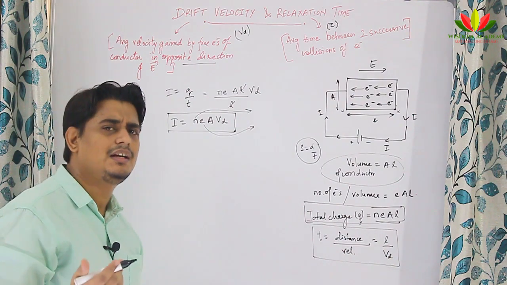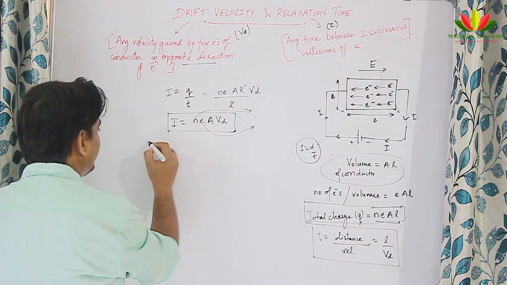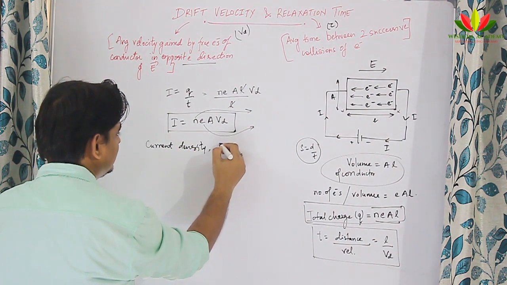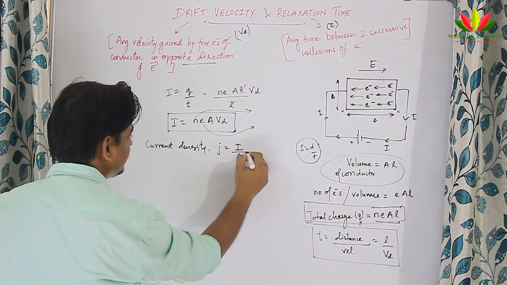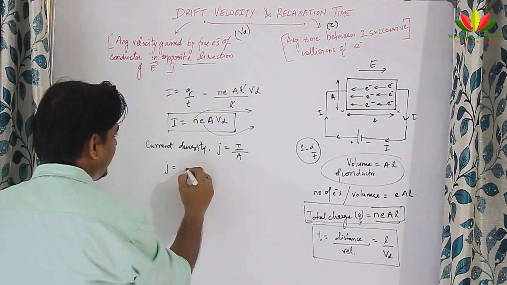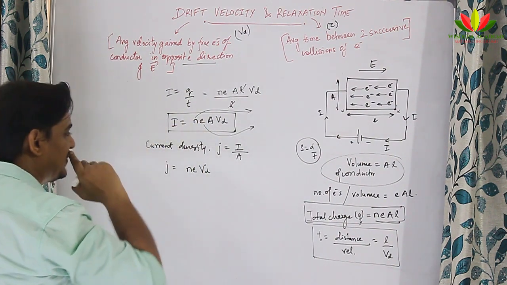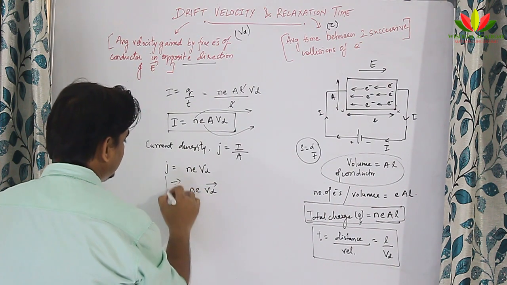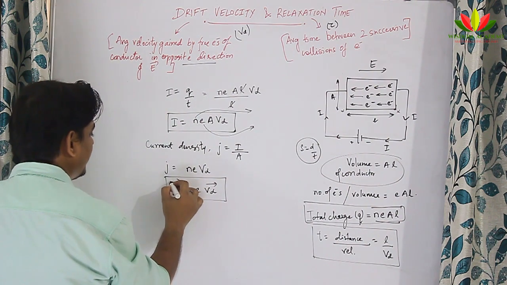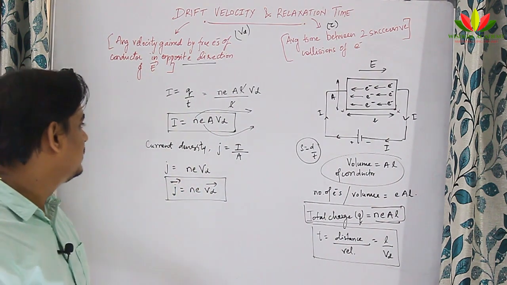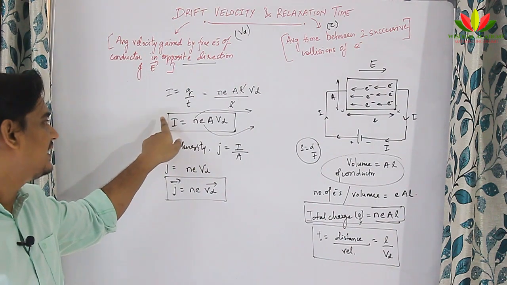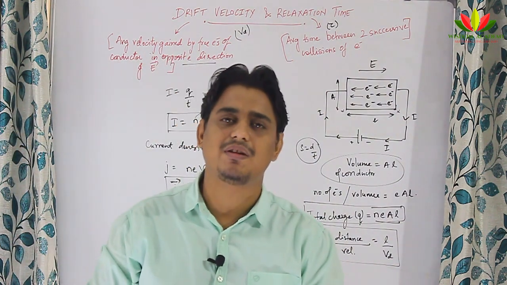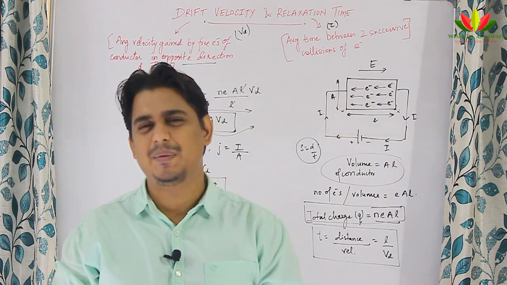We can even find a relationship between current density and drift velocity. So what is current density? We know that current density J is equal to I by A. So J will be equal to I by A, which becomes n e Vd, isn't it? We can write it in vector form: J is equal to n e into Vd. This is the vector representation of the relationship between current density and drift velocity. The previous relationship gives me the relation between current and drift velocity, and this gives me the one between current density and drift velocity. So we have talked about resistance, and we know that by Ohm's law V by I is equal to R.